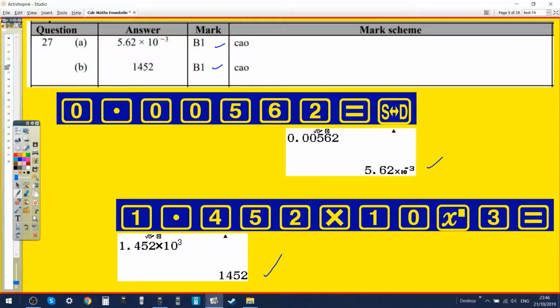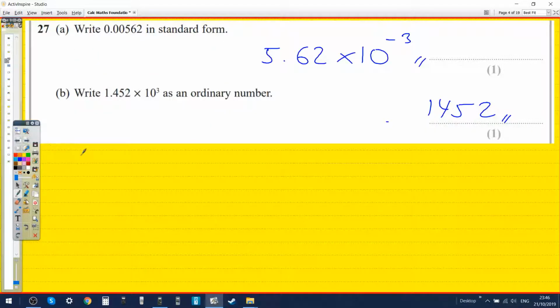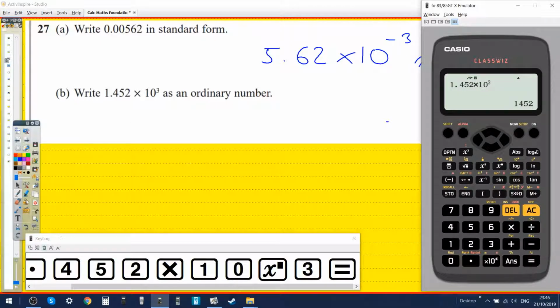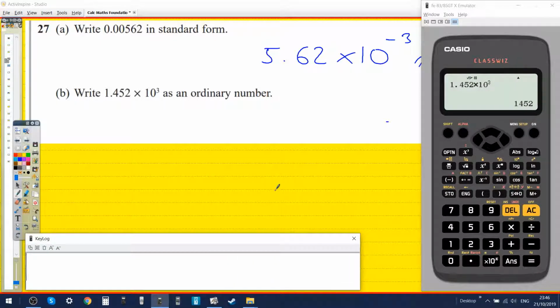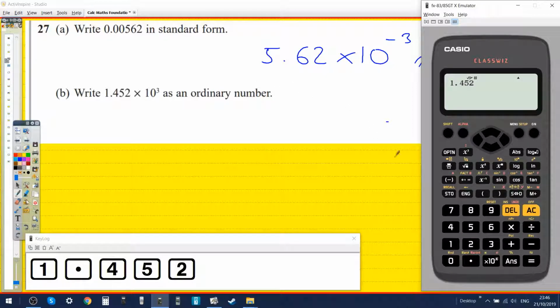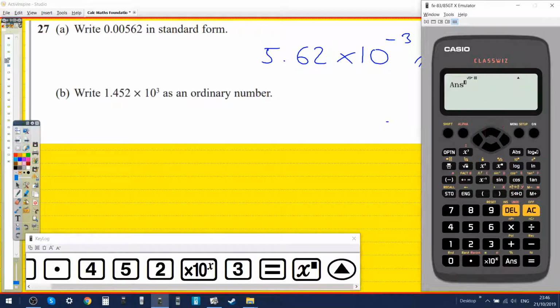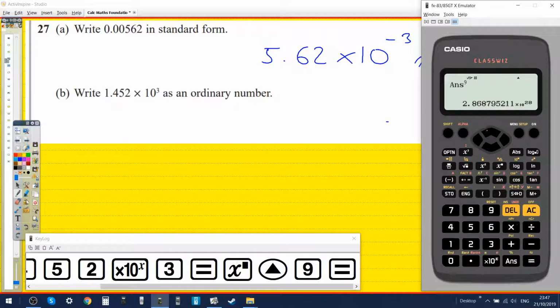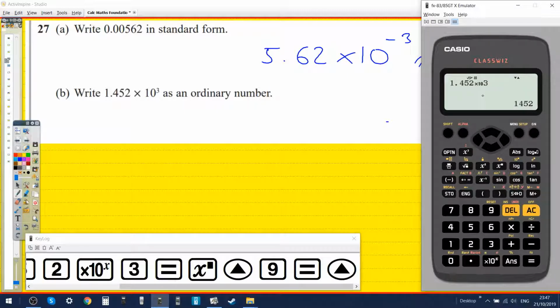Wait, before I do that one, your teacher would tell you the wrong thing for this question. This is what your teacher will say. Your teacher will say for question B, to use this silly button, 1.452, do you see this silly button down the bottom, times 10 to the x? That's what your teacher would tell you to press, and then a 3 after it, and then equals. Where did you go? I can't see. Press back. There we be. Your teacher would tell you to do this thing. 1.452 times 10 3 with this silly button down the bottom.